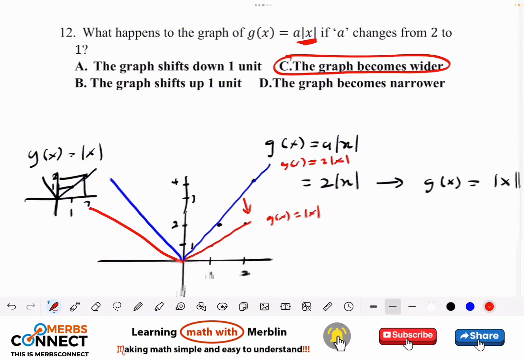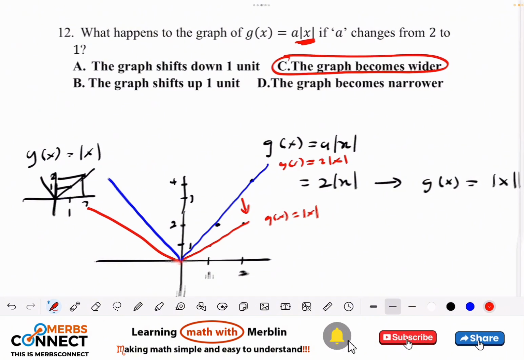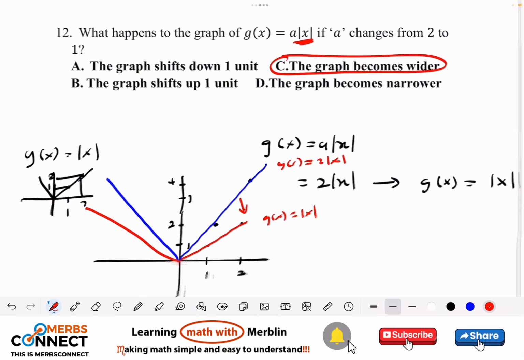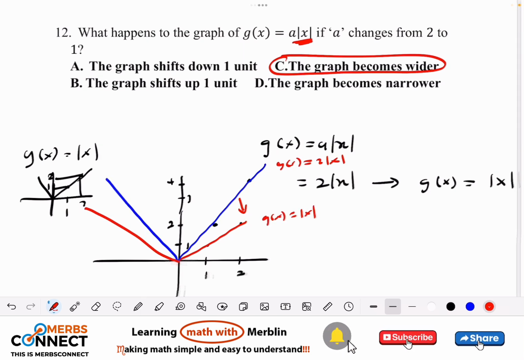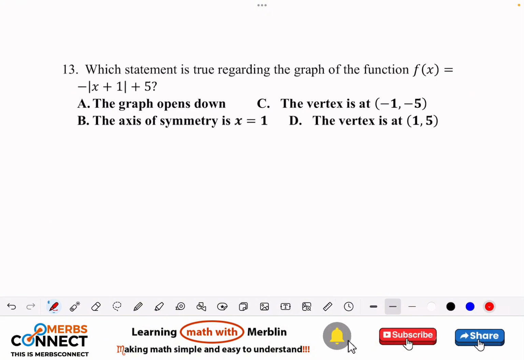Good. So I think we need to do some changes in our results. I think in the book we did it D. It is not going to narrow it. It's going to make it big like that. Right. Now let's look at question 13.